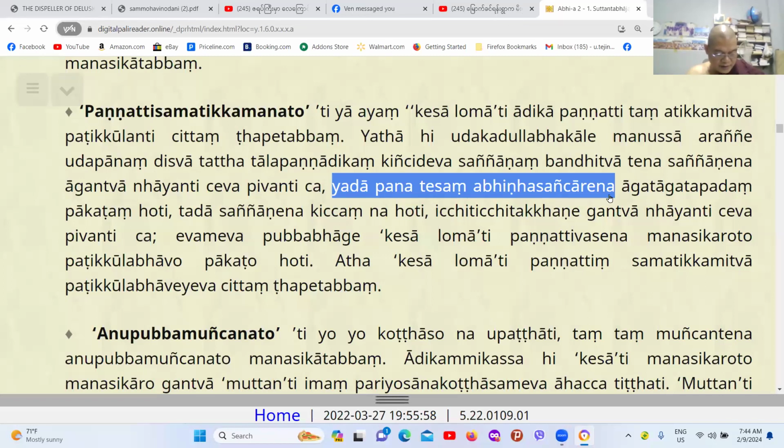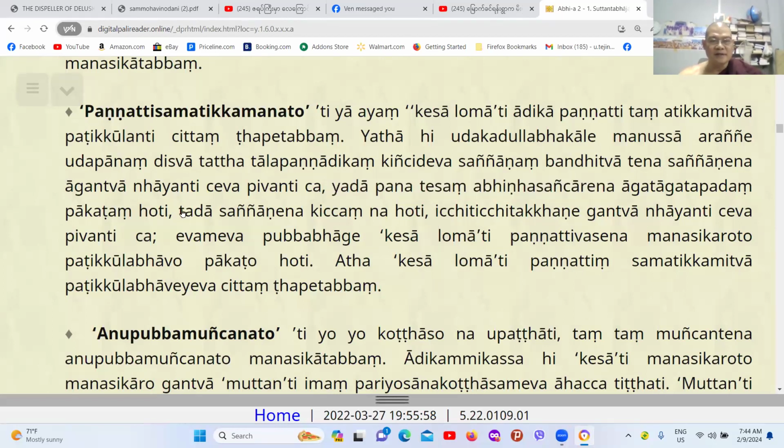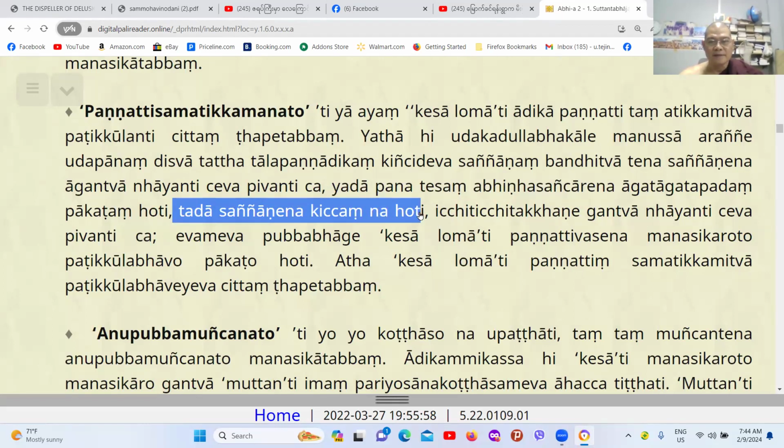At that time, the sign is not necessary. Nothing to do with the sign anymore, because they have gone there many times. Because of the path, they don't need to note the sign there. The sign is not necessary anymore.